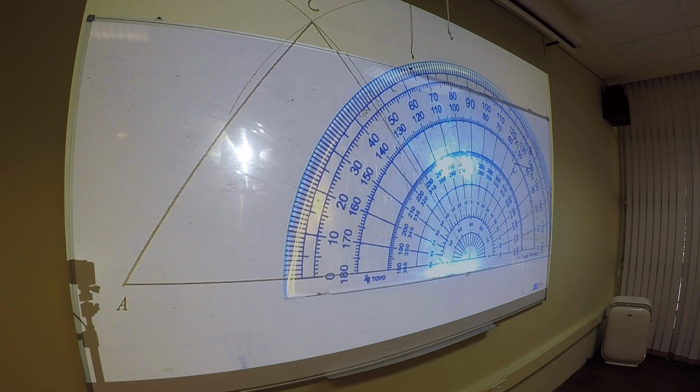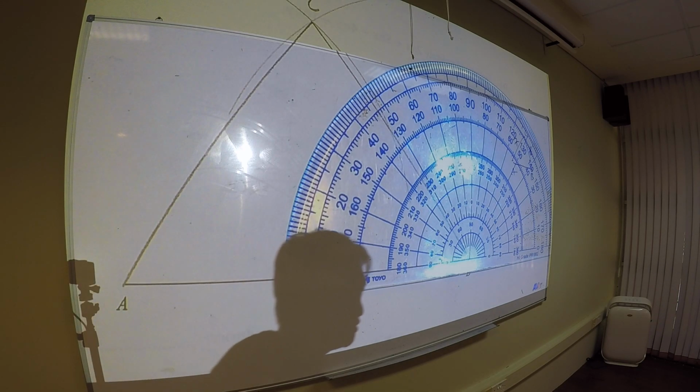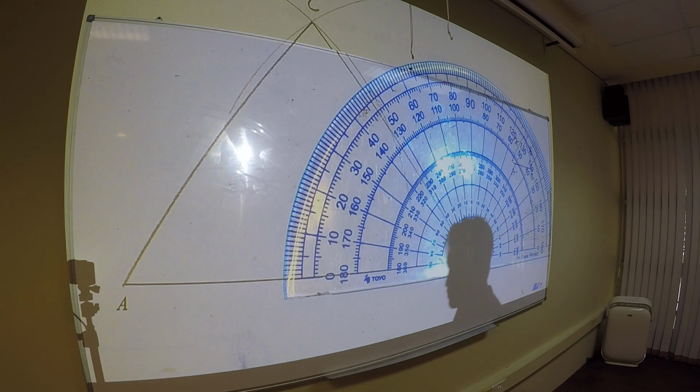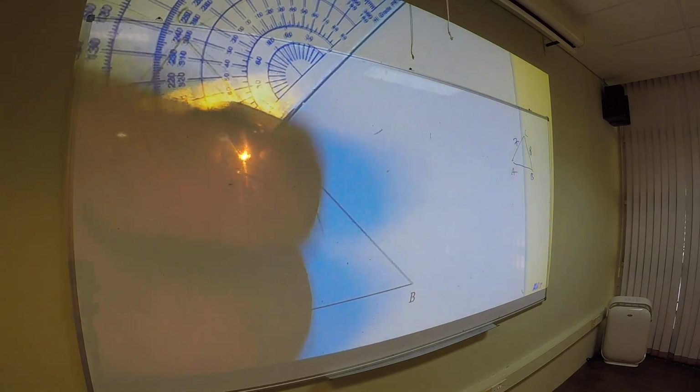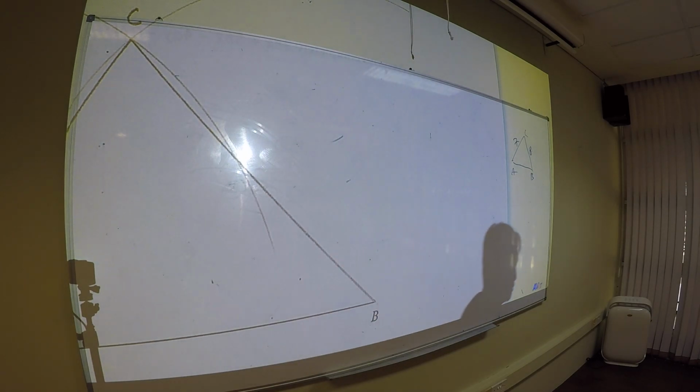Read it. Haris, got protractor? Next. Between 46 and 47. Read carefully.